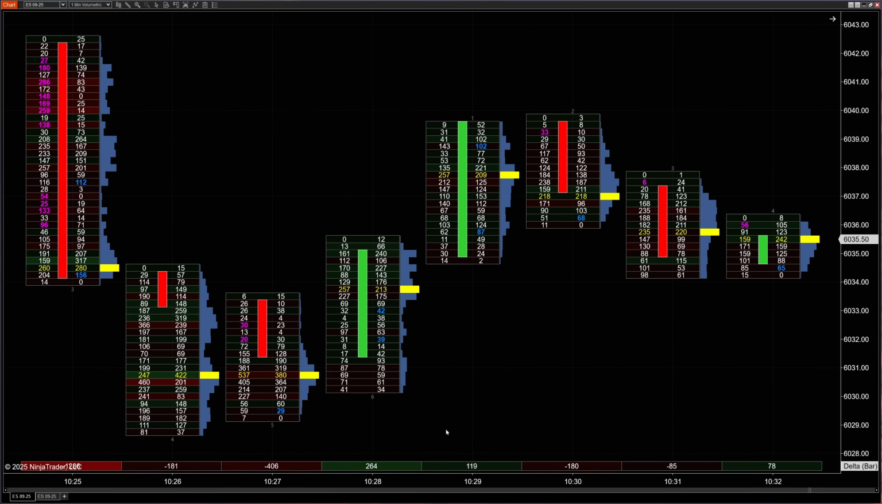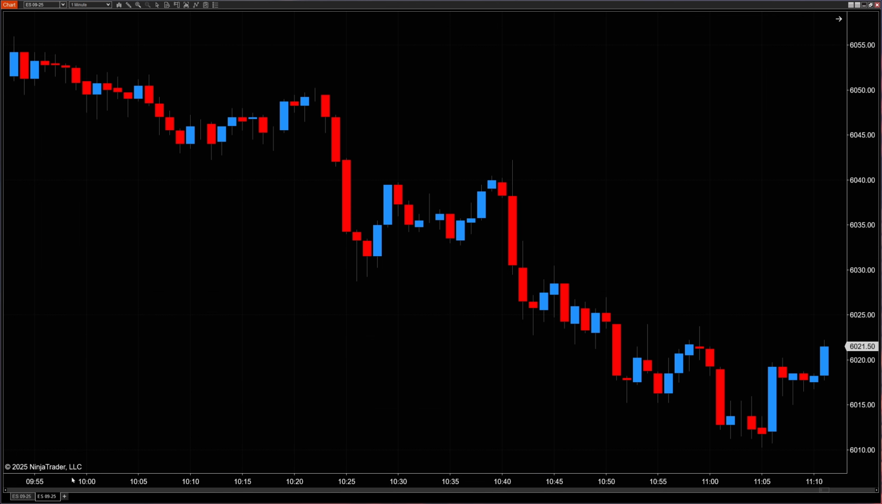Now, if you're not familiar with a footprint chart, I know it looks a little bit confusing, but each one of these represents 1 minute in time. We can change that to 1 minute, 5 minute, 60 minute range, whatever you want it set to. But in this example, right here is a 1 minute chart. This chart right here is also a 1 minute chart.